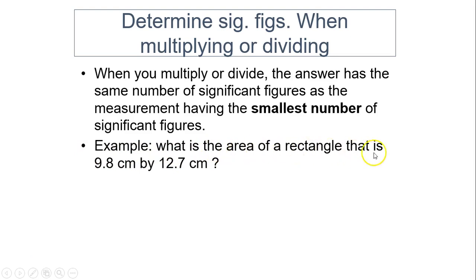What is the area of the rectangle that is 9.8 centimeters by 12.7 centimeters? Now you should know the area is the length times width, so it doesn't matter which one is which. These 2 numbers multiply together. The first number has only 2 sig figs. The second number has 3 sig figs. So your result should have the smallest number of significant figures, which is 2. So after you multiply these 2 together, you should have 120 centimeters squared, because the result should have only 2 sig figs.